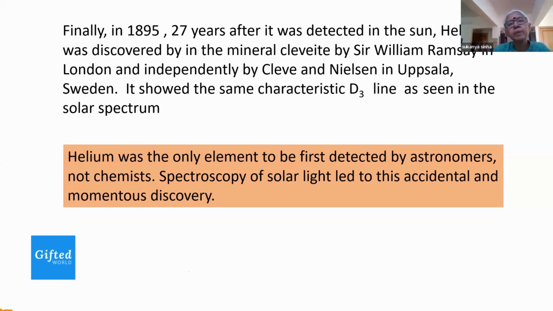So people were seeing helium in all different places in the intervening years: from the emission of light from the Vesuvius volcano explosion, from nebulas in the sky, various things. I'm not getting into the detail. But the thing is, like we said, helium was the only element to be first detected by astronomers and not chemists. So spectroscopy of solar light led to this accidental and momentous discovery.